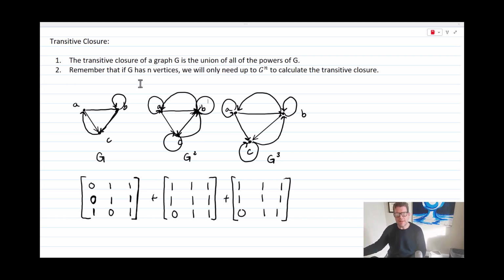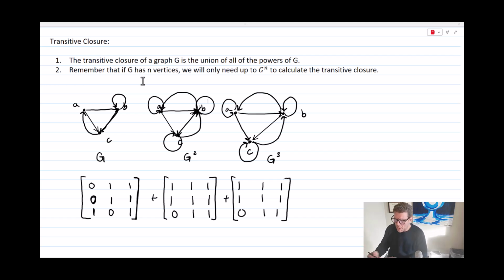But if you remember, if G has n vertices, we're only going to need to calculate up to G to the n to calculate the transitive closure. So basically all of the different kinds of walks and edges that we could create using walks of any length will be represented utilizing just the n different graphs that we have. So for example, let's say we have G, G squared, and G cubed in this case.